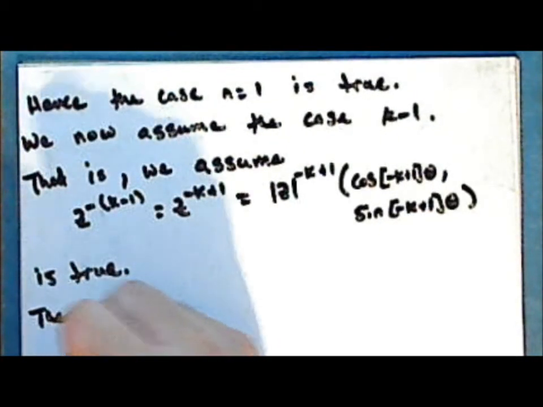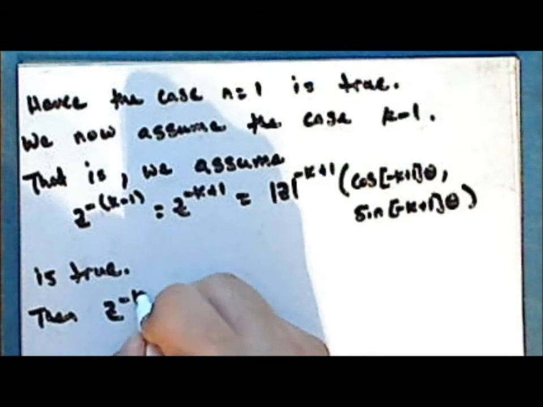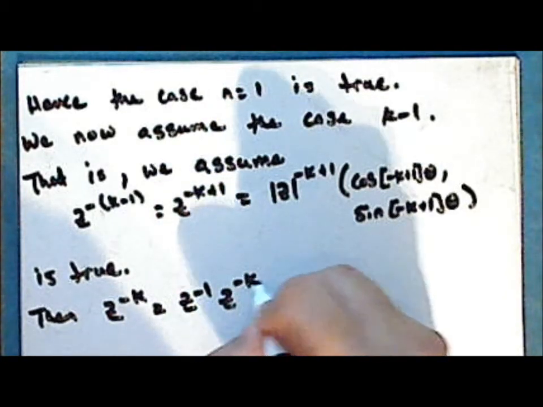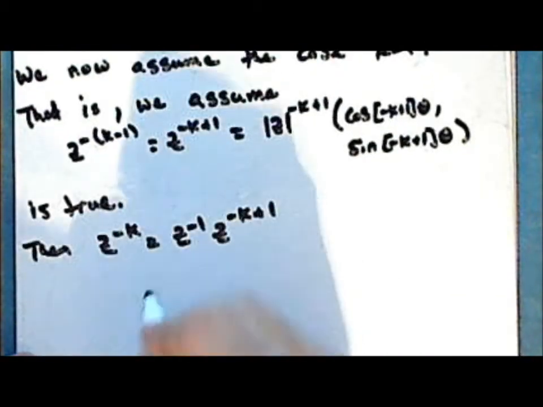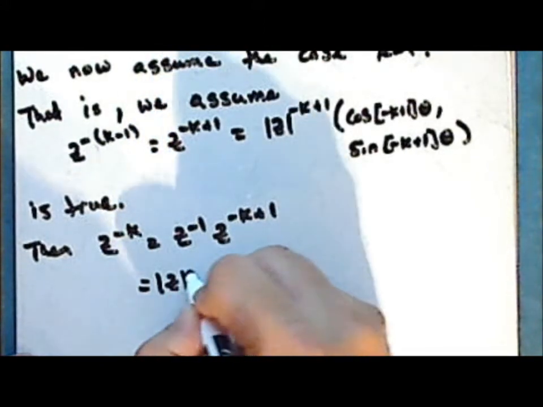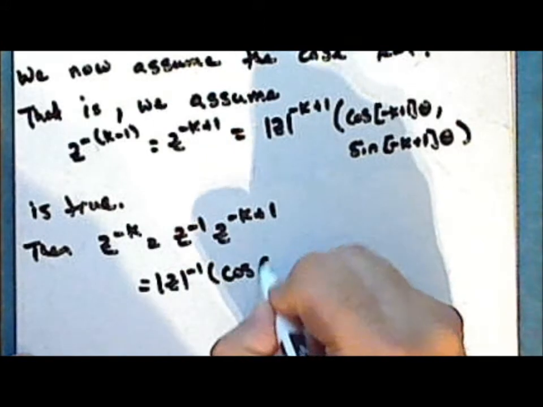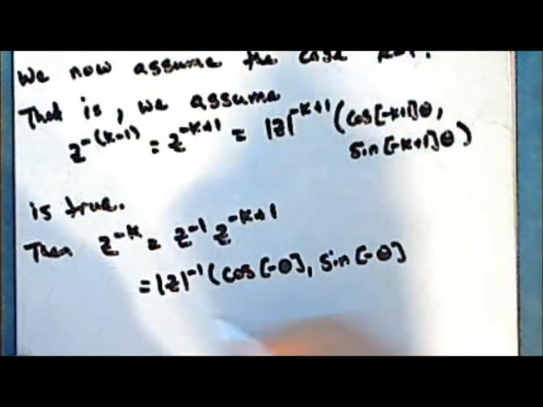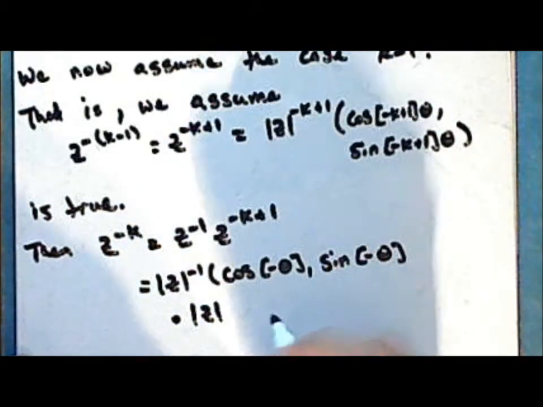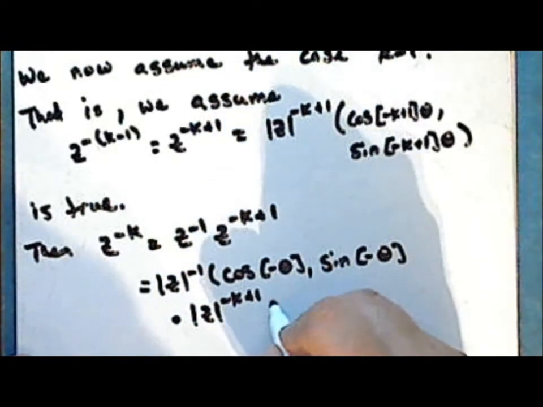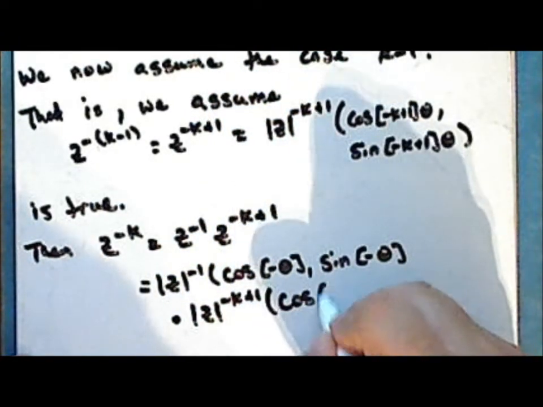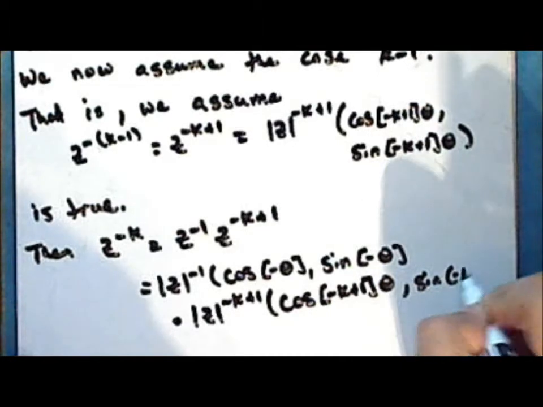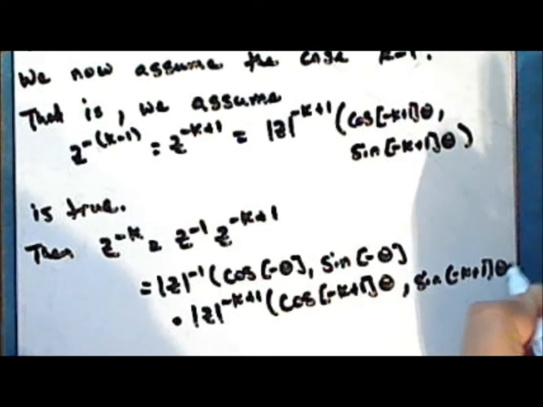Then z to the power of minus k is z to the power of minus 1 times z to the power of minus k plus 1, which is the modulus of z to the power of minus 1 times the ordered pair cosine of minus theta, sine of minus theta, times the modulus of z to the power of minus k plus 1 times the ordered pair cosine of minus k plus 1 times theta, sine of minus k plus 1 times theta.